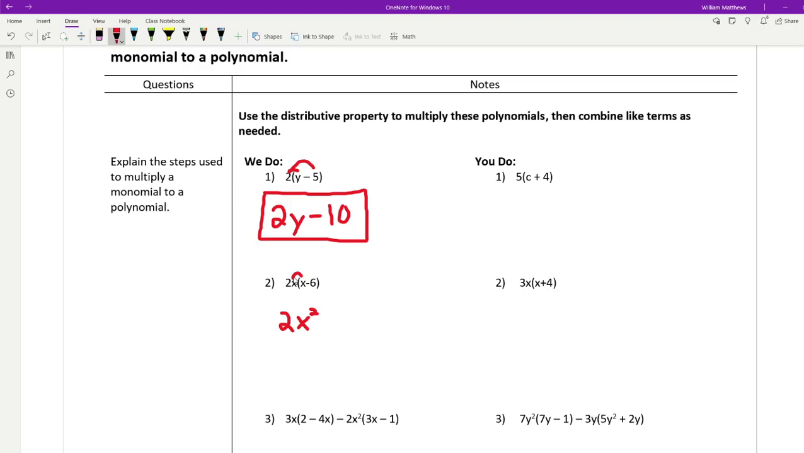And then we also multiply it to the next term. We have to multiply it to every single term inside the parentheses. This time, there is a number that we can actually multiply by. 2 times negative 6 is a negative 12. And our variable didn't have anything to change its exponent, so it just stays x. So in this case, it is simplified in the sense that we no longer have the parentheses.